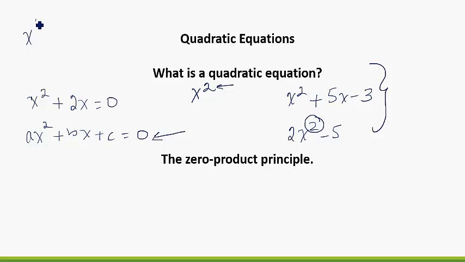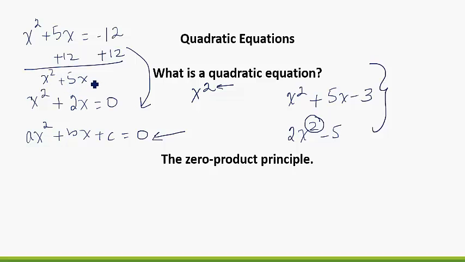For example, if I gave you x squared plus 5x equals negative 12, this can be written in this form because we can add 12 to both sides and set it equal to 0, giving you x squared plus 5x plus 12 is 0. Okay, so we need to know what is a quadratic equation.